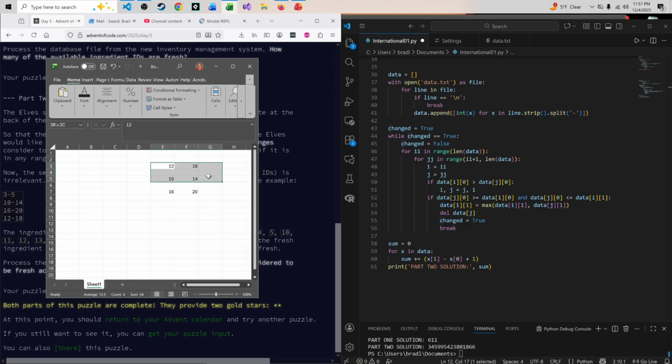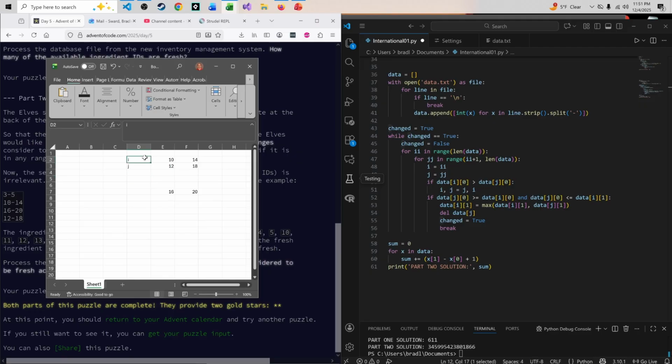In this case, I found that the range exists here, and that's what this does. Basically, I set it up so that the smaller of the two, whatever this first value is, goes in front of the other. So 10, 14, 12, 18. Let's call this the I value and this the J value.